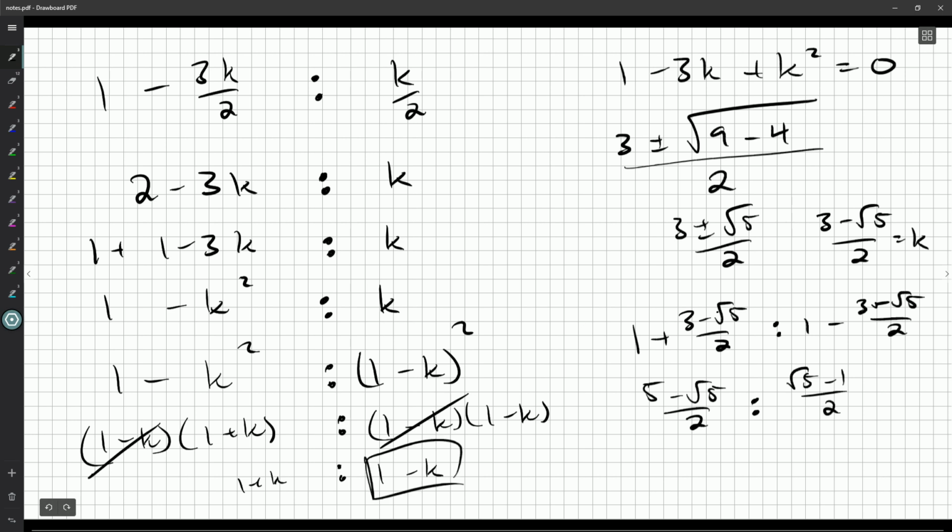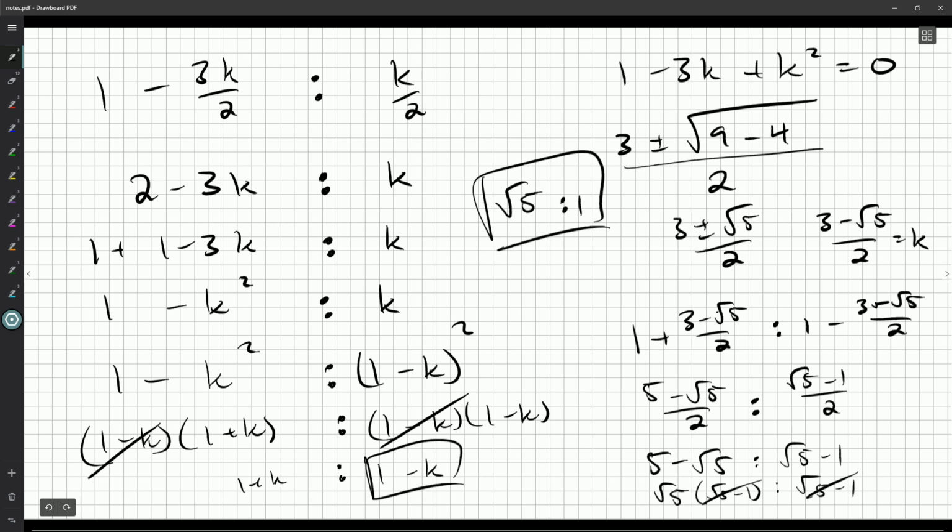I was just thinking, my pause there for a second was, should I have instead solved for 1 minus K and then tried to do something with that? Looks like 1 minus K is a much more familiar number. Root 5 minus 1 over 2 is about 0.618 something, I believe. Anyway, doesn't matter. Multiply by 2 on both sides, and we can factor out root 5 minus 1. Those cancel out, and it's root 5 to 1 as my final ratio.